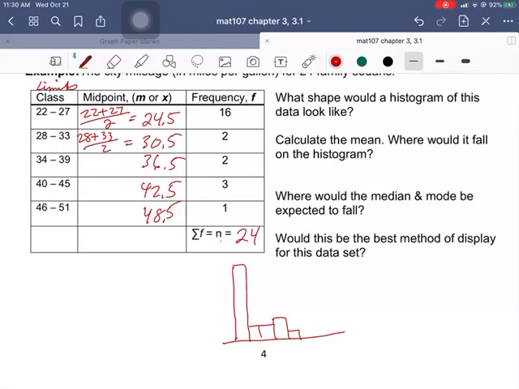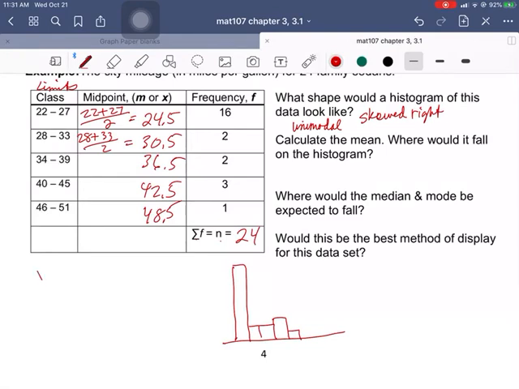What would be considered that shape? Well, it's pulled up by this data over here. So it's certainly skewed right. The mean would definitely be skewed right. It's unimodal, right, because it has one tall peak in it.